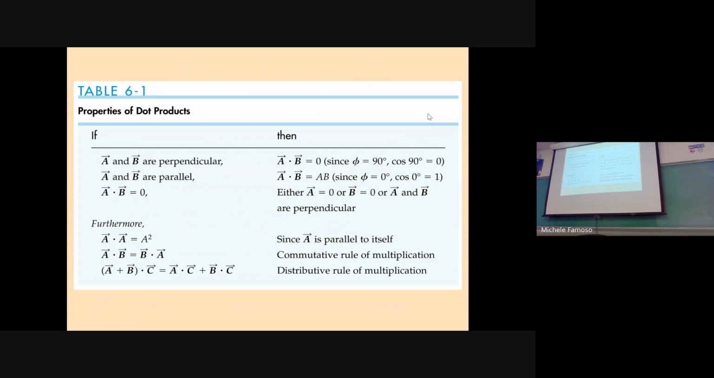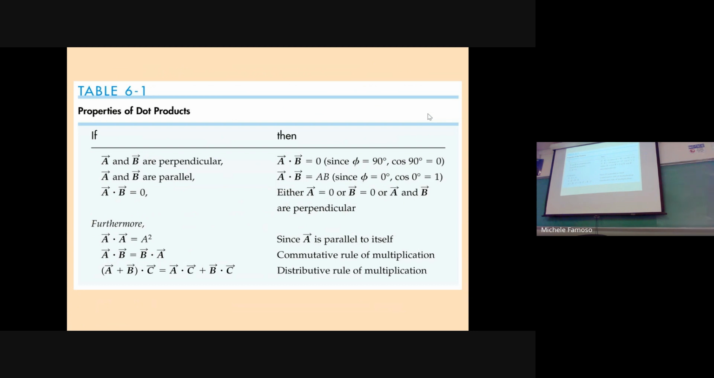And this table comes from table 6.1 in your textbook. It's on page 162. So when you're doing the dot product homework, I think it's due the Tuesday before Thanksgiving. If not, it's due the Monday right after.